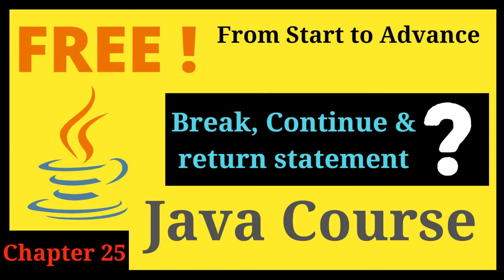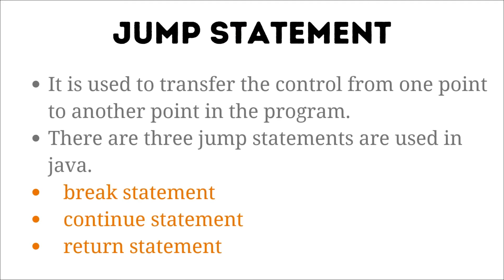And in this tutorial, we are going to learn about the break, continue, and return statements, what they are and how they work. So, first of all, the jump statement. We have not mentioned it yet, but all of these statements are known as jump statements. Let me give you a definition of a jump statement. It is used to transfer the control from one point to another point in the program. Three jump statements are used in Java: the break statement, the continue statement, and the return statement.